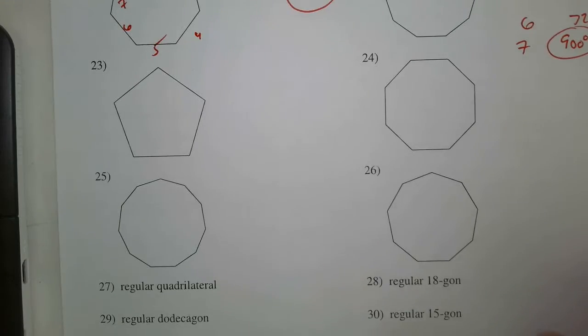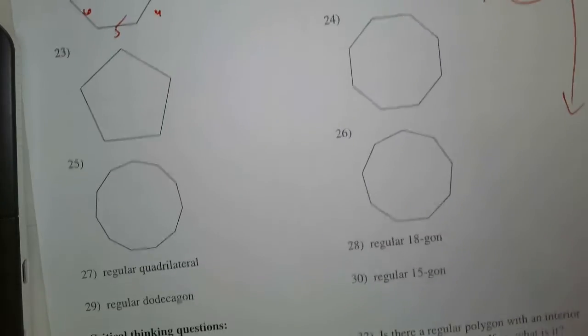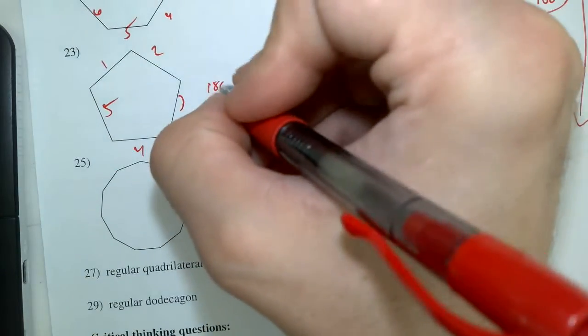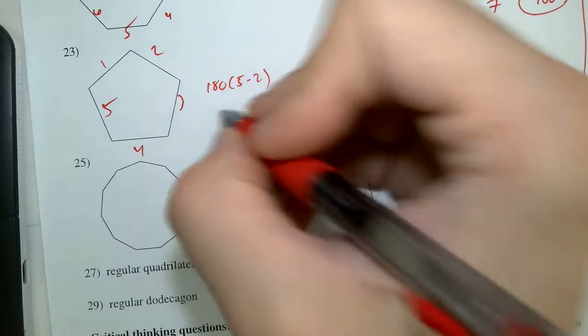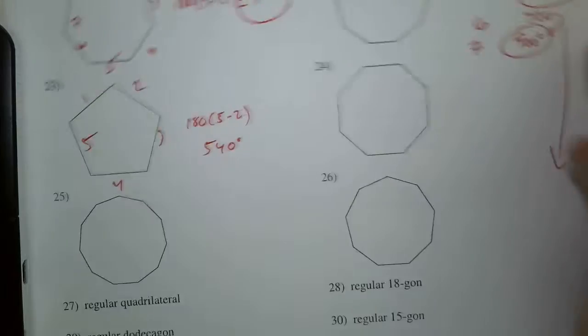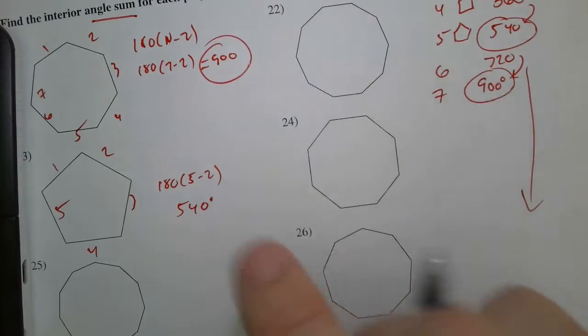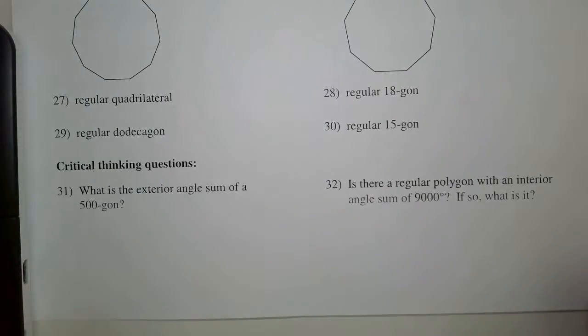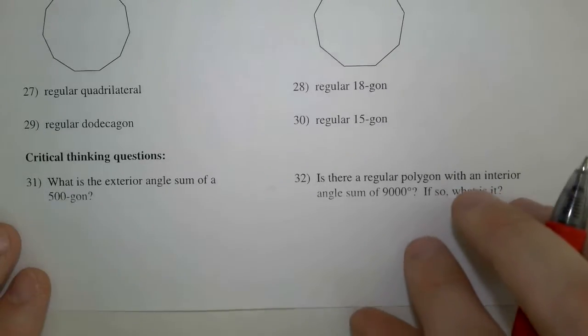I'm going to do a few more, and then I'm going to call it quits for this one, okay? We got 1, 2, 3, 4, 5 sides. 180 times 5 minus 2 is a 5-sided. We already had it written down. 540 degrees. We had it written down up here. 540. All right. So, critical thinking questions. Let's do those, and then we'll be done hopefully within the 10-minute marker.